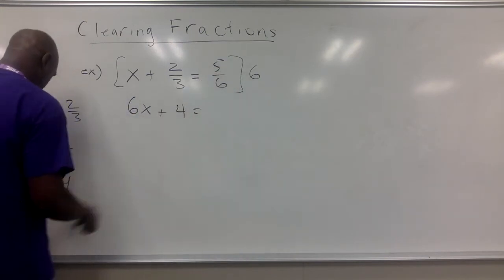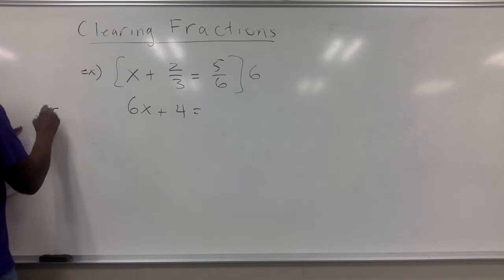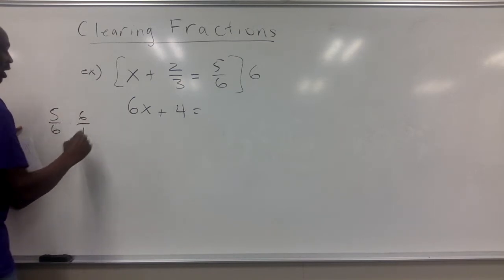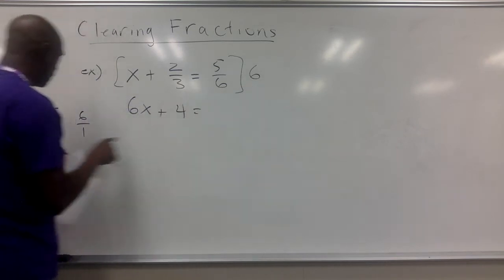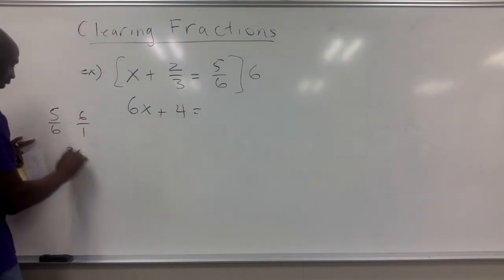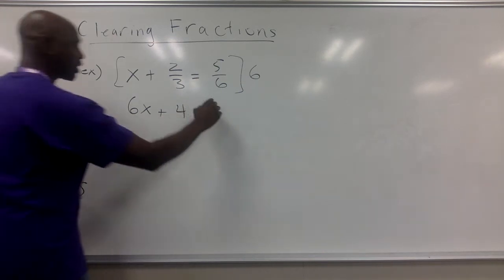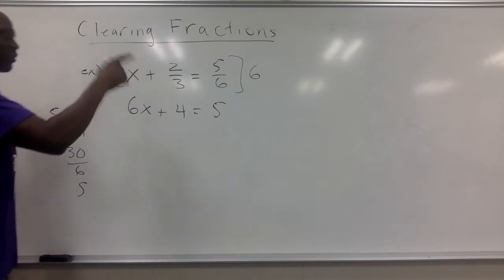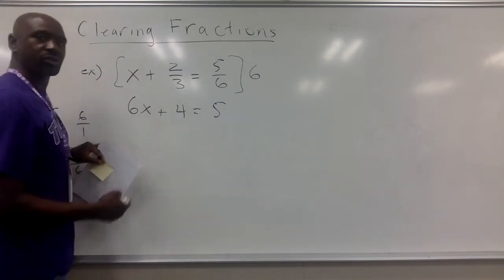equals, let me do something similar for that. I have 5/6 times 6. I'm going to do 6 over 1. That's 5/6 times 6 over here. Now, when I multiply that together, I get 30 over 6, or just 5. So this is equal to 5. So after multiplying everything through by this common denominator, I no longer have fractions.